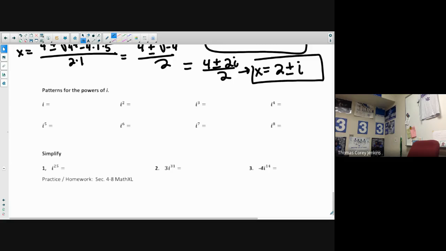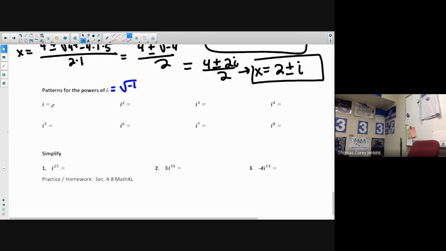All right, now looking at your patterns of i. Once you get this, it's really simple, I think. But that being said, sometimes it's kind of tough to get. So remember, i is equal to the square root of negative 1. So it's a good reminder. All right, so powers of i, or patterns of i, sorry.